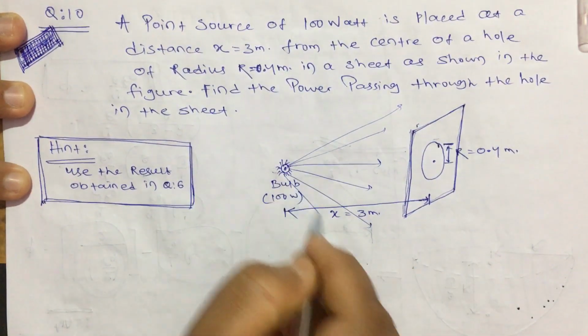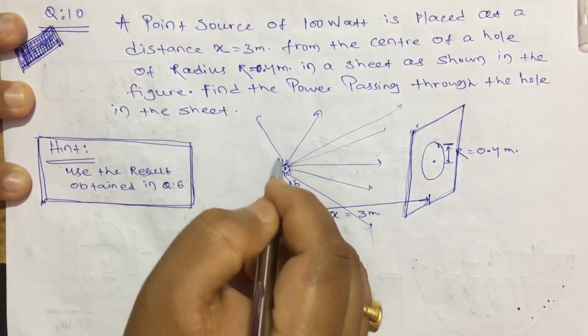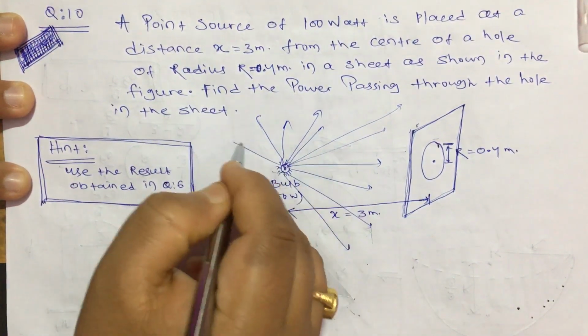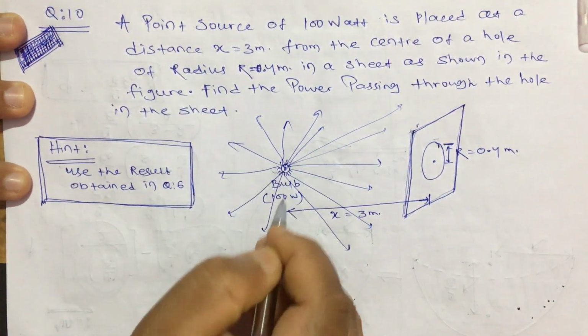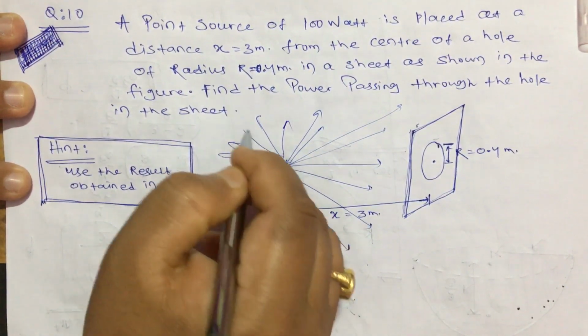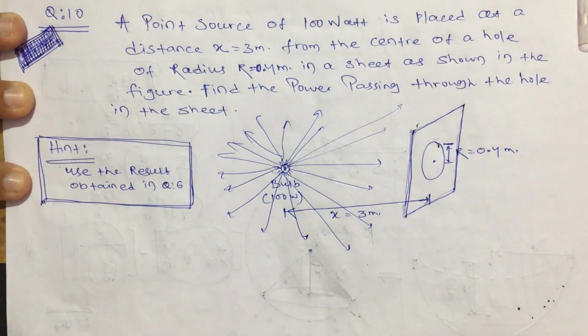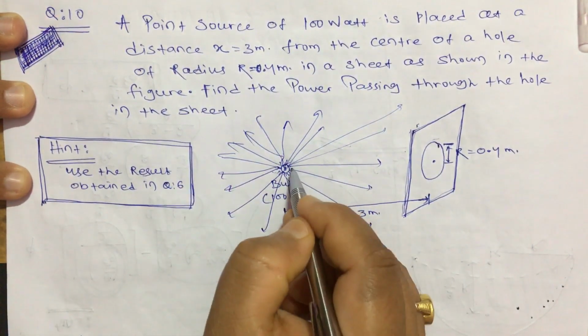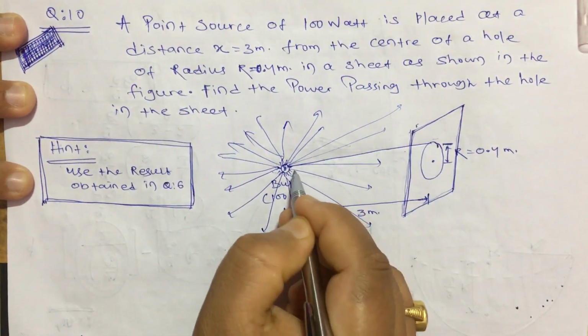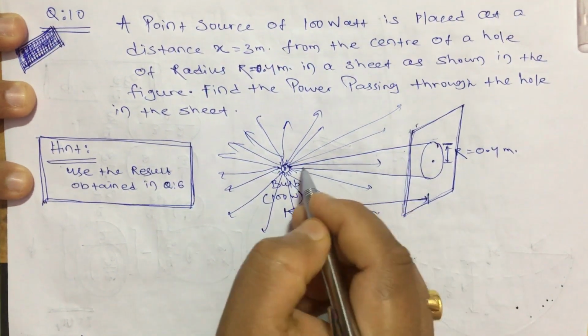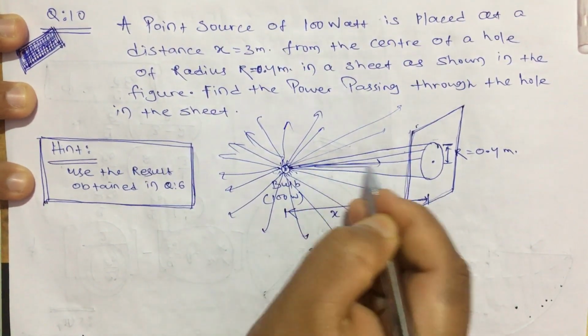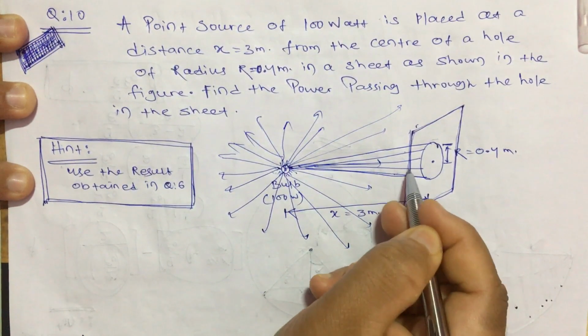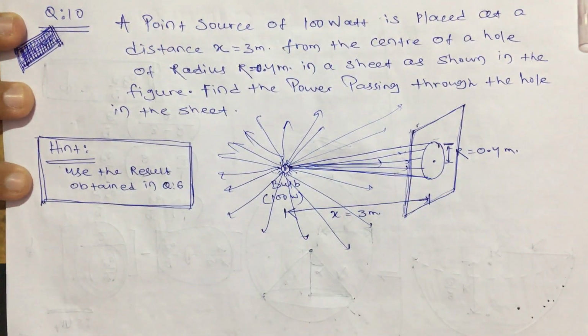Like from a point charge in every direction, the electric field lines are coming. Similarly, from a bulb in every direction, radially outward, the light will go. So it is radiating the light in all directions, but we have to find the light only for this region, whatever light has passed from this region. Now can you imagine how to connect these two questions?